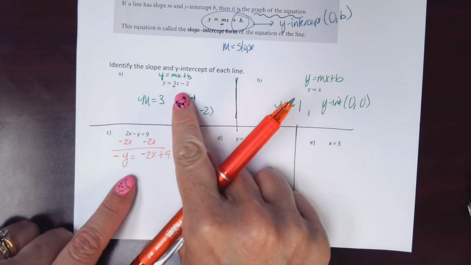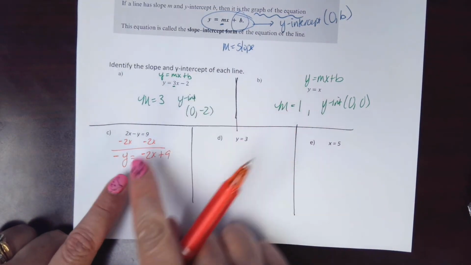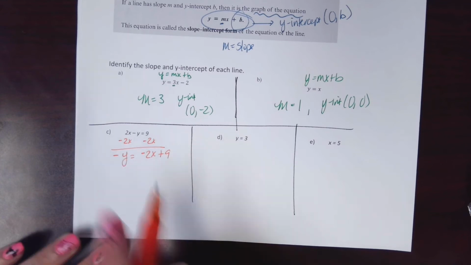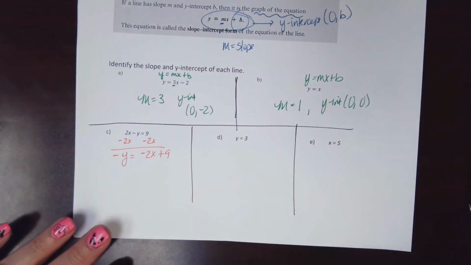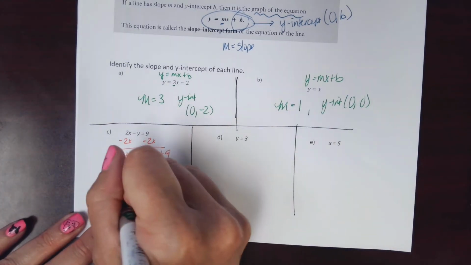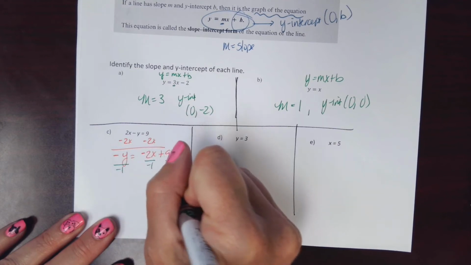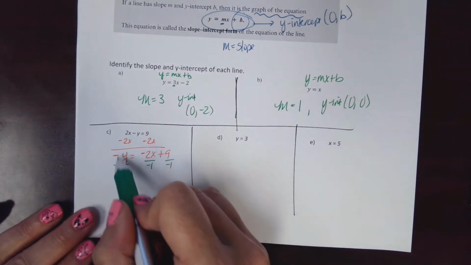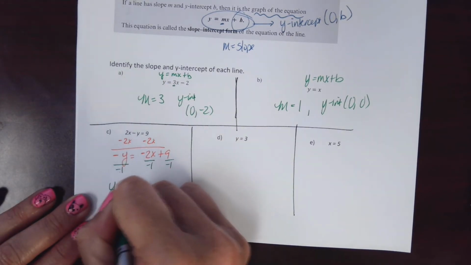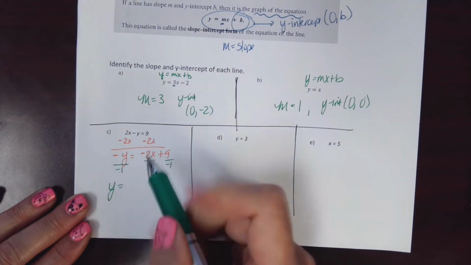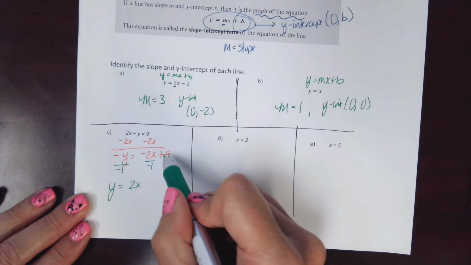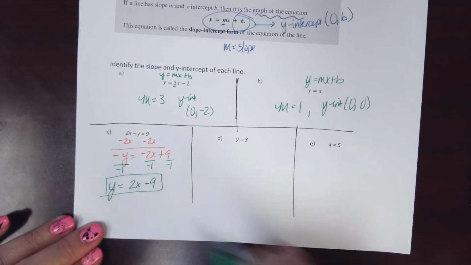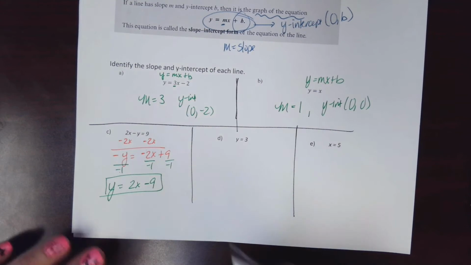I'm keeping it in my y equals mx plus b form, but I haven't finished solving for y. I've got a negative y there. So to finish solving for y, I need to divide everything by that coefficient of y, which is a negative 1. Negative divided by negative is a positive. That was my goal. Positive divided by negative is a negative. So there is my slope-intercept form of this line.